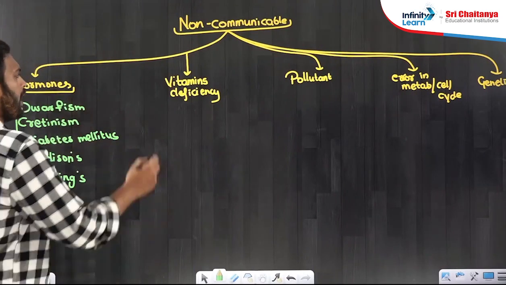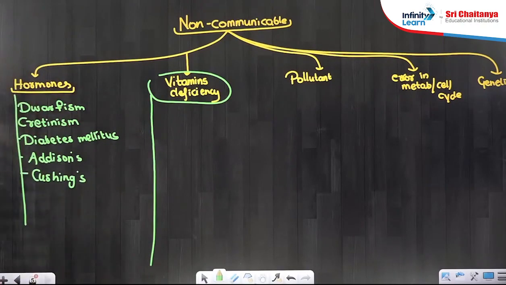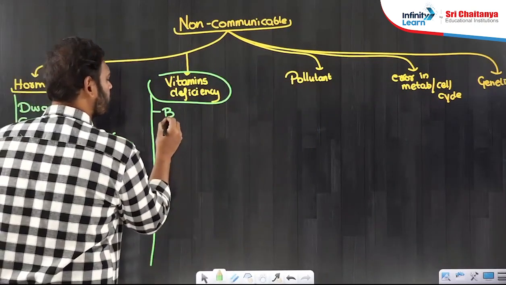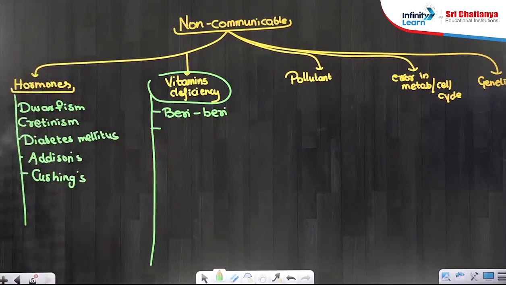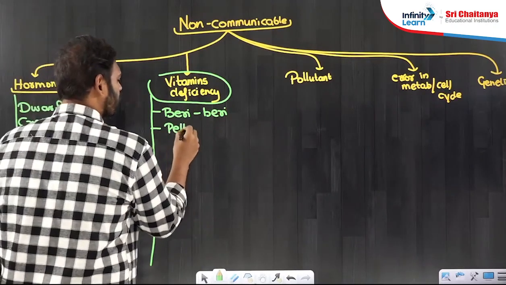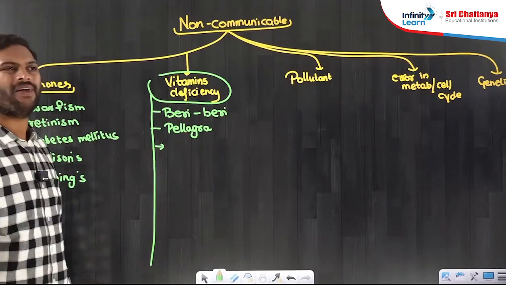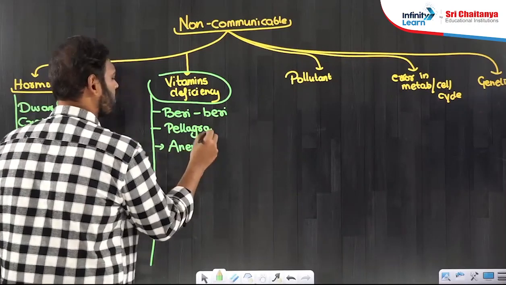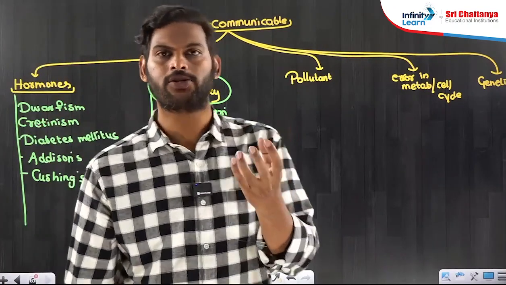That's it. And coming to vitamin deficiency diseases, guys, if your food does not consist of enough B1 vitamin, thiamine, you may develop a disease called beriberi. If you do not have niacin or nicotinic acid in your food, you may get pellagra. If your food does not have B12, you may get pernicious anemia.